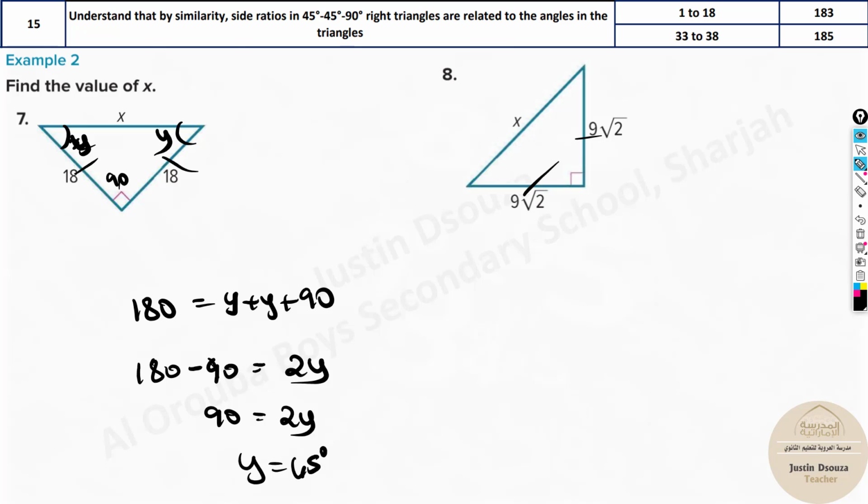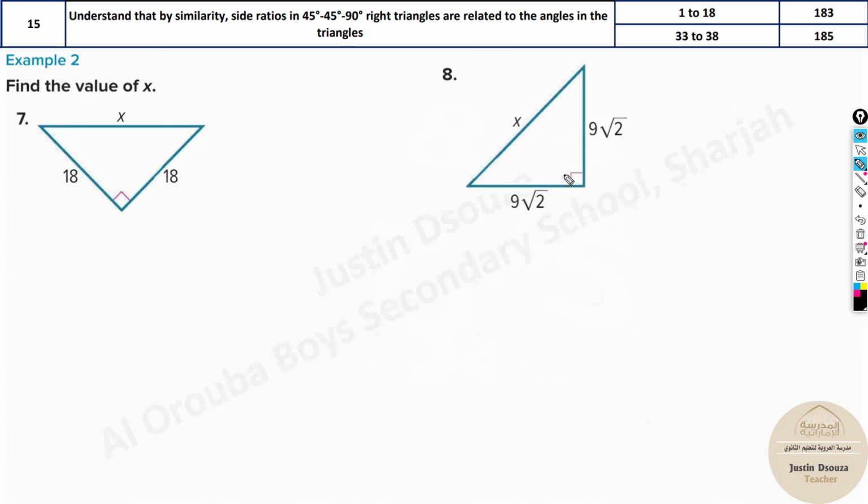Same thing here. So whenever you have 90 degrees and these two angles are unknown, but these two sides are equal, we should know they are isosceles and they are 45, 45.